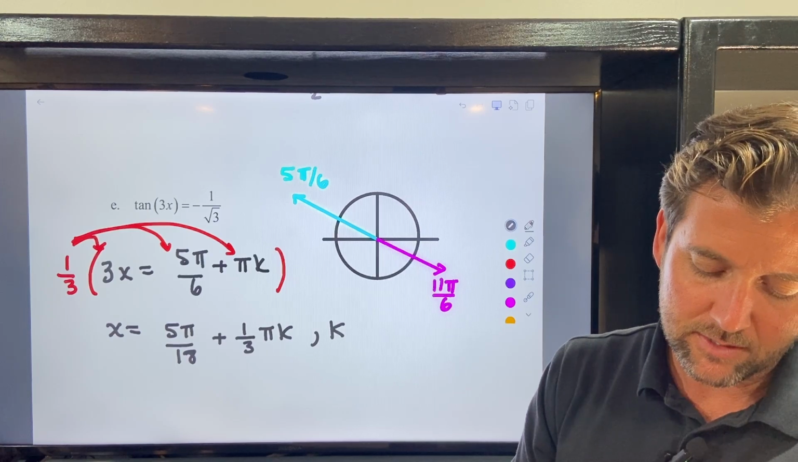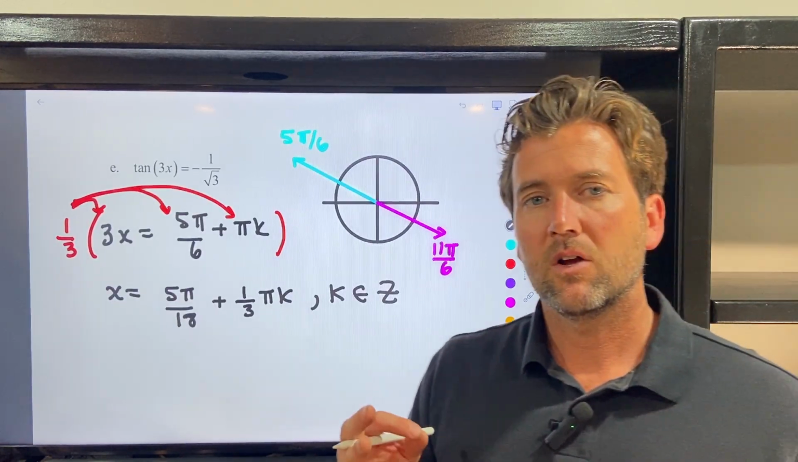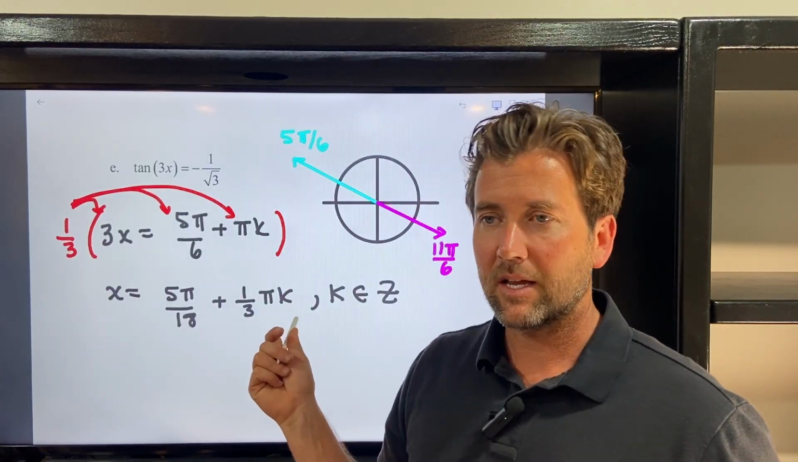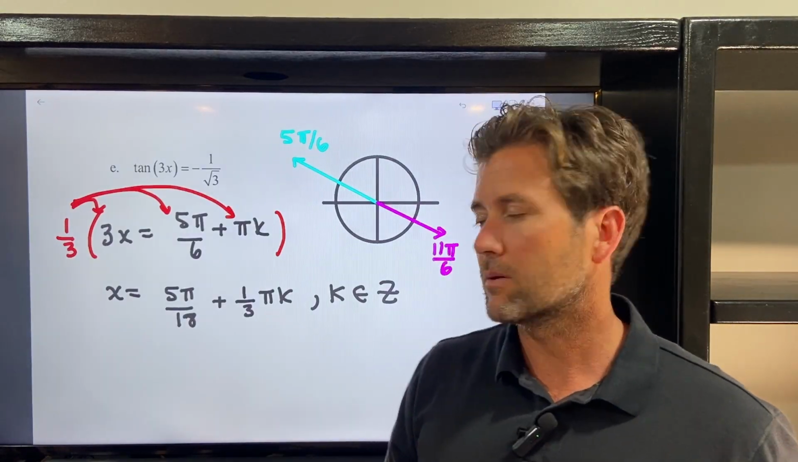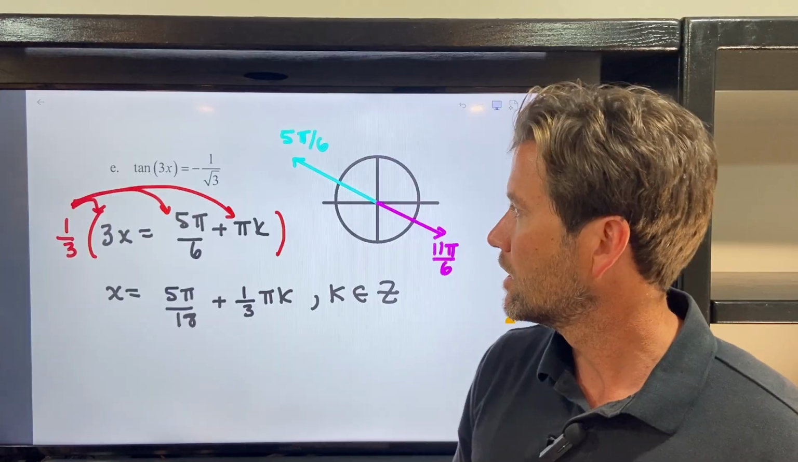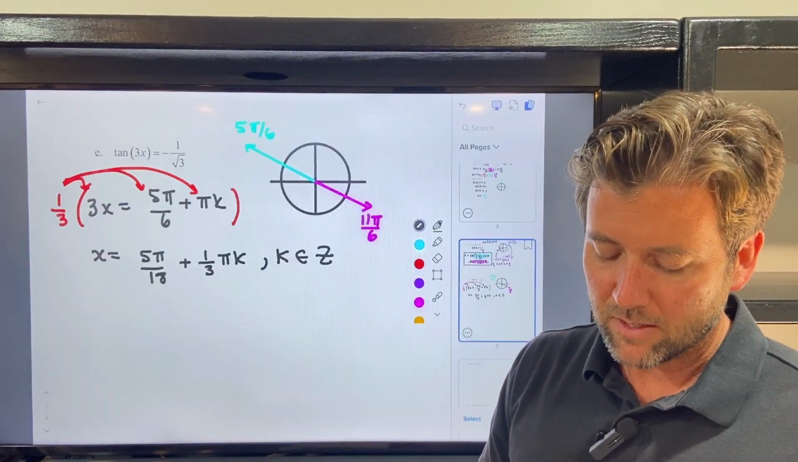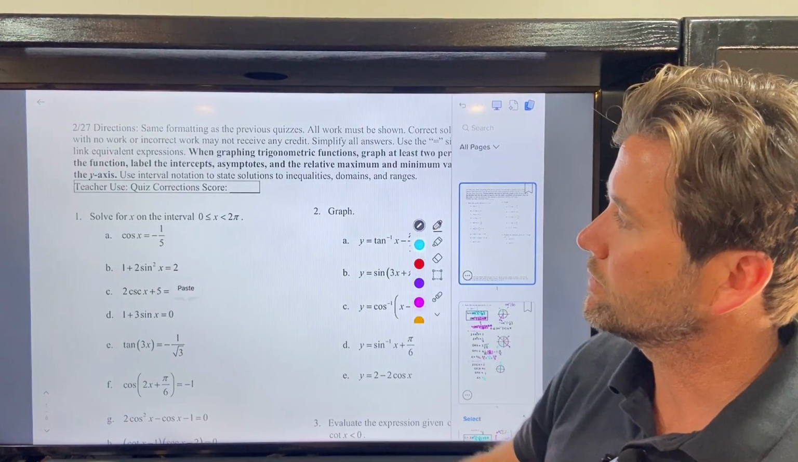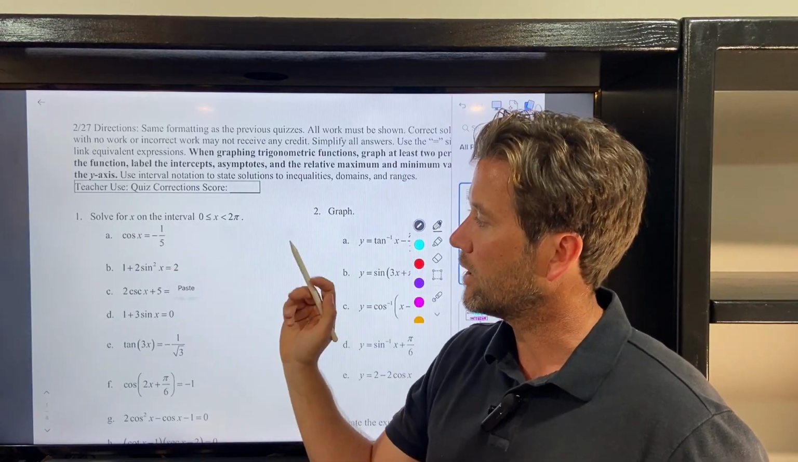Now, k is an element of the set of integers. Since I only want the solutions between 0 and 2 pi, my answer won't have k in it. K is only if you want every answer possible, then you have to have some variable to represent the set of integers. But here I want the solutions between 0 and 2 pi. You're like, why do you keep saying that? Because our quiz right here had all these problems, and it said solve for x on the interval from 0, including 0, up to 2 pi.